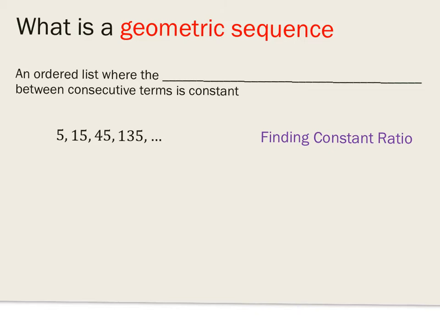So the first thing that we need to do is we need to recognize and kind of go over again what a geometric sequence is. So we've already looked at arithmetic sequences that deal with addition and subtraction. And so a geometric sequence is an ordered list where the common, or what we call constant, ratio between consecutive terms is always constant. And so that's really the thing that we're looking for, is that it's always the same. As we looked at our arithmetic sequences, we wanted to see that we were adding or subtracting the same thing.